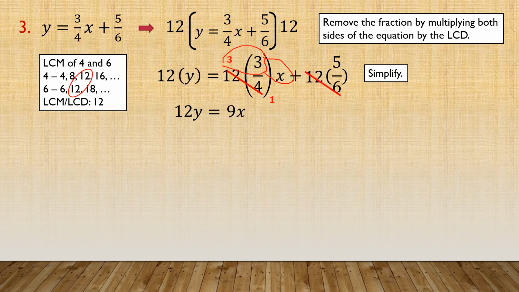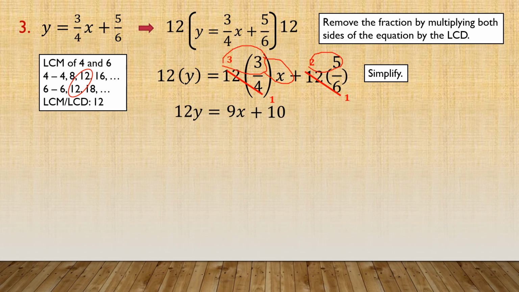And then, cancellation. Both divisible by 6. Divided by 6 is 1. Divided by 6 is 2. Imumultiply naman yung 2 tsaka yung 5. So, 2 times 5 is 10. Okay, nakatanggal na agad yung fraction. Ganun lang kasimpleng magtanggal ng fraction or ng fractional equation. Multiply by the LCD. Kapag nakuha mo ni LCD, tsaka na magkakaroon ng cancellation. Imumultiply yung LCD sa bawat term.